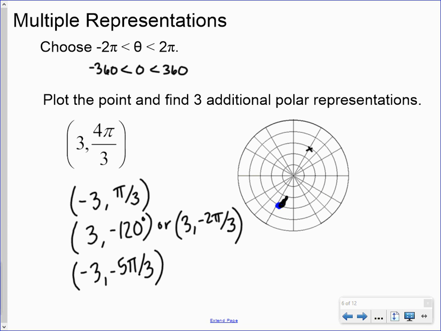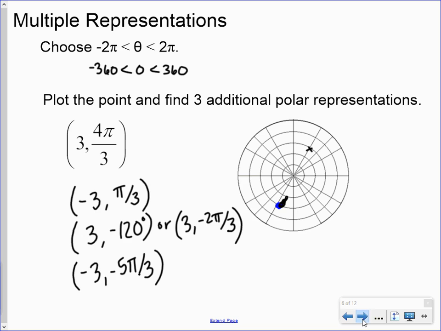And then you'll also start to notice a pattern. There will always be 2 polar points that have positive radius, and then there will be 2 that have negative radius, and each one will match up with a positive or a negative angle. Okay. So you'll kind of notice a pattern there when you're doing the multiple representations.